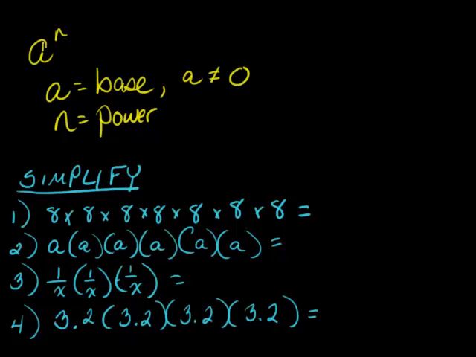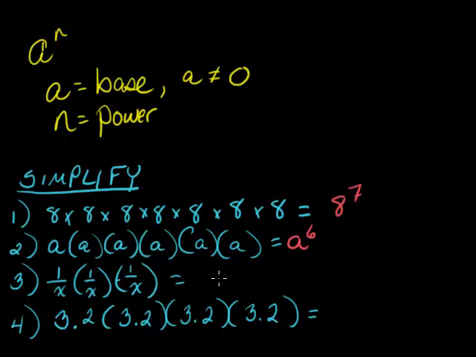So now we're going to look at simplifying. We're going to simplify these to see how this fits into what we just looked at. So we have 8 times 8. We have this how many times? 1, 2, 3, 4, 5, 6, 7. 8 is our base, and we have a power of 7 times. This is 8 to the 7th. Here, this is a, 1, 2, 3, 4, 5, 6. This is a to the 6th power.